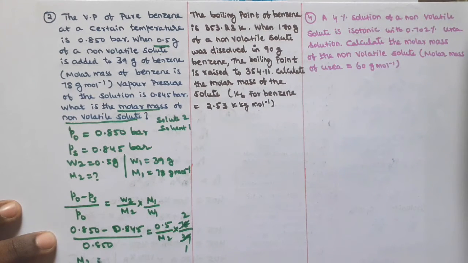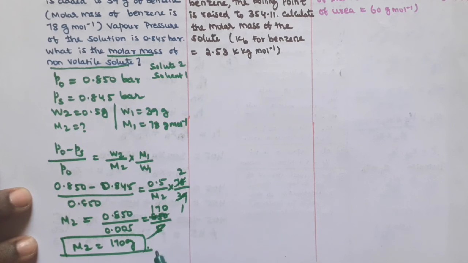I want only M2, so cross multiplying: M2 = 0.850 divided by the difference of these two values, which is 0.005. So 850 by 5, cancelling it out, the answer is 170. Therefore, the molecular mass of the solute is 170 grams.